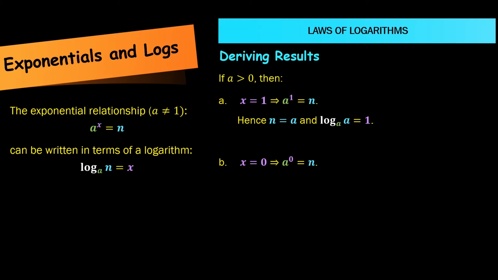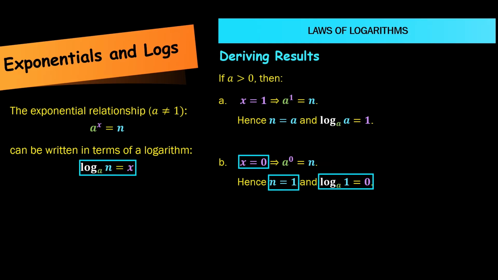If x equals 0, then a to the power 0 equals n. Therefore, n is equal to 1. And in particular, log of 1 base a equals 0.